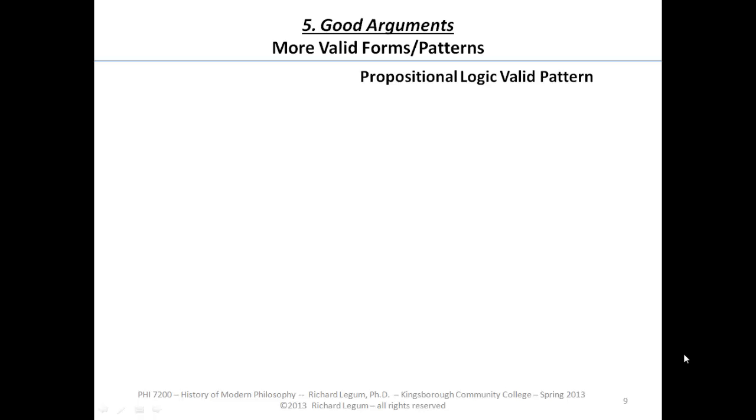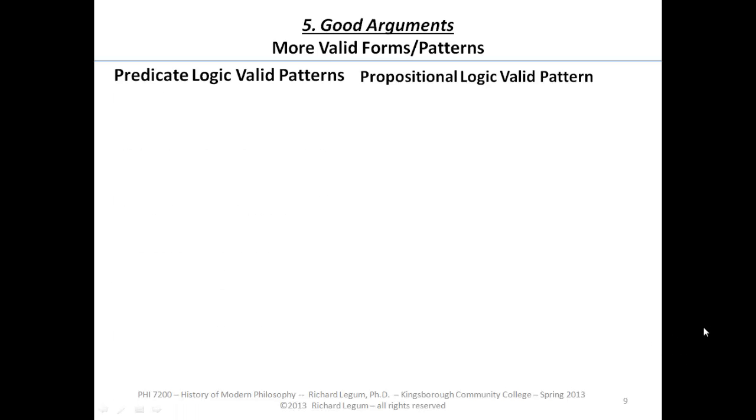Let's take a look at some additional valid patterns, valid forms of argument. So far, we've been looking at patterns in what's called propositional logic. The idea is that sentences or propositions are the components, and there are logical connectives, if-then, either-or, that connect different sentences or propositions, and that's what makes the logic work, makes the good connection between the premises and the conclusion.